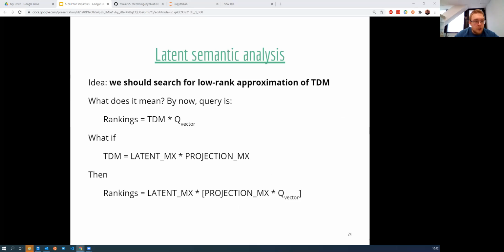What does lower rank mean? Lower rank means that there are only a few linearly independent words. The rank is the number of linearly independent rows in the matrix. And for now, if you have the query vector, some words defined by one-hot encoding, there is a term document matrix.